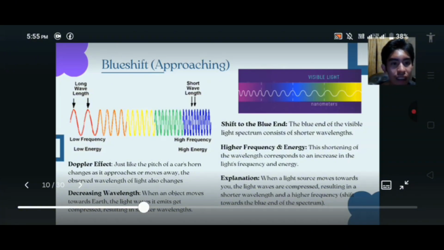So with the Doppler effect, just like the pitch of a car horn changes as it approaches or moves away, the observed wavelength of light also changes. The wavelength decreases when the object moves towards the Earth, and the light waves it emits get compressed, resulting in a shorter wavelength, a shift to the blue end. The blue end of the visible light spectrum consists of shorter wavelength, high frequency and high energy. When the light source moves towards you, the light waves are compressed, resulting in a shorter wavelength and a higher frequency, a shift towards the blue end of the spectrum.